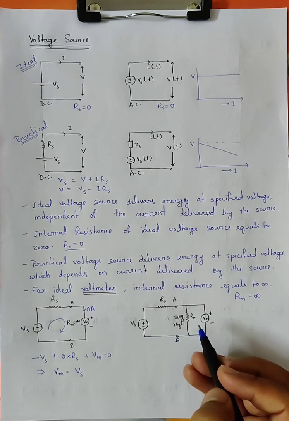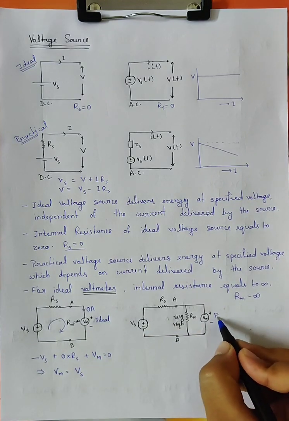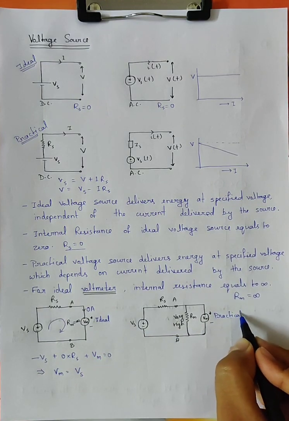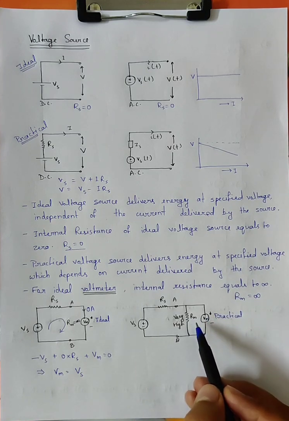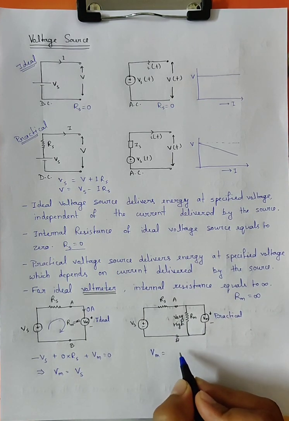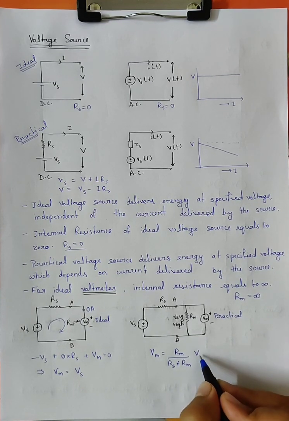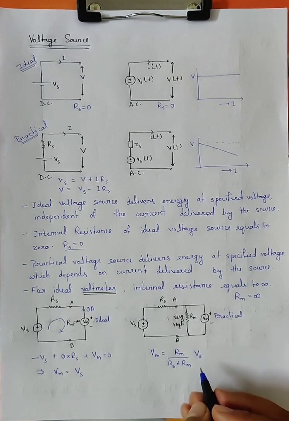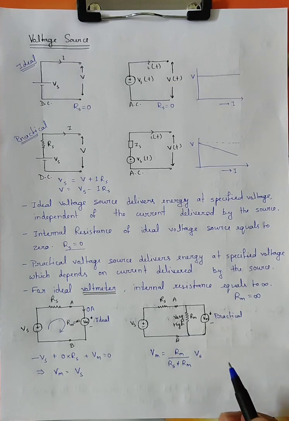This is for practical voltmeter. This was an ideal. This is practical. In this case, the voltage Vm will be according to the voltage division rule, which is Vm is equal to Rm upon Rs plus Rm into Vs. In this case, Rm is very high but not equal to infinity.